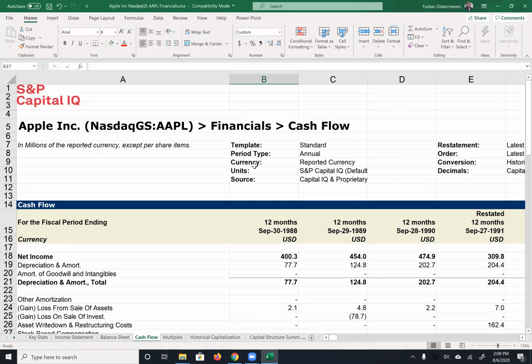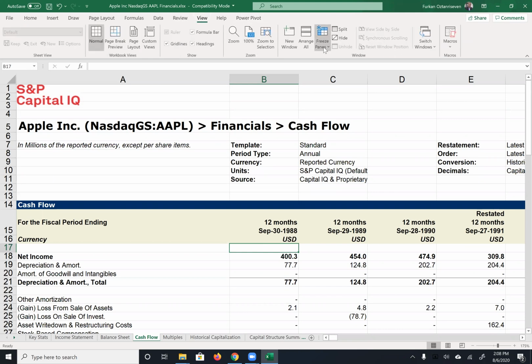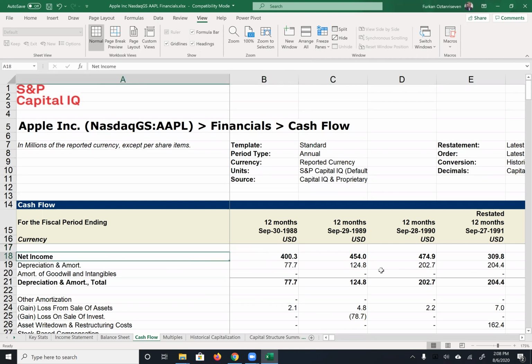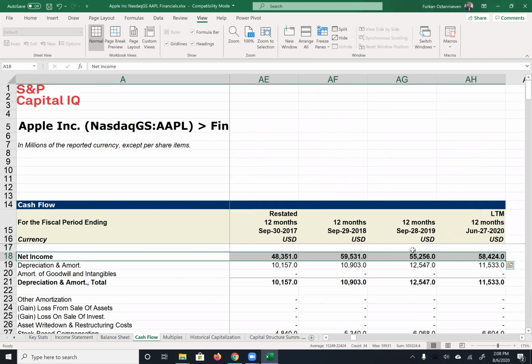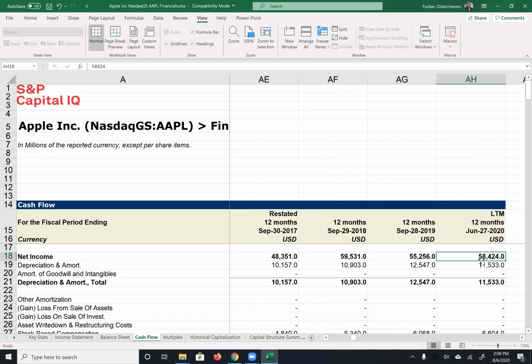Hello, in this video, I would like to talk about the cash flow statement of Apple. First, I will click on this cell again, View, Freeze Panes, and I would like to see the headings like this. So now I click on net income, Control Shift Right Arrow to go all the way to the end. I'm looking at right now the last 12 months data ending June 27th.